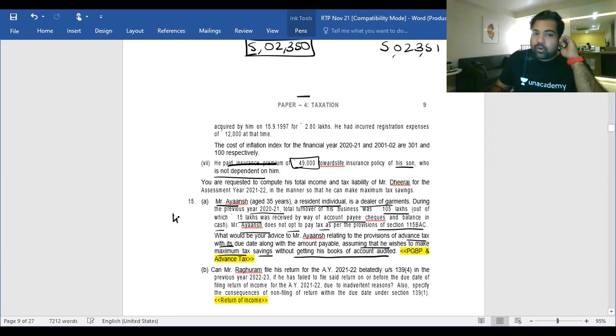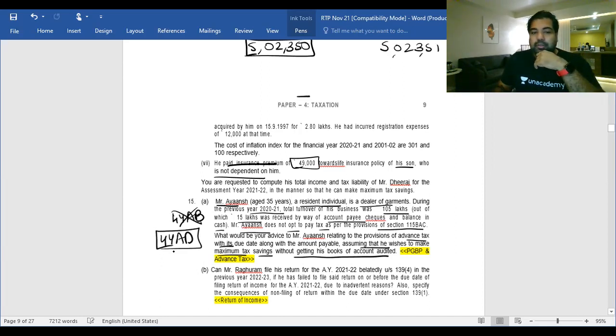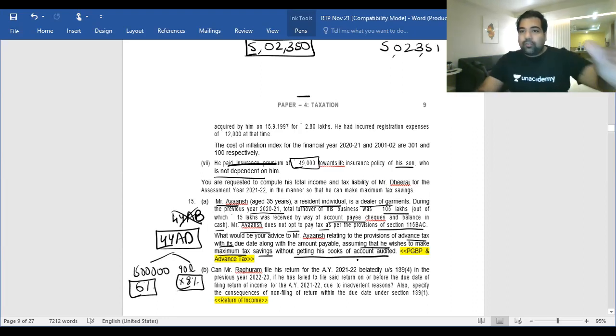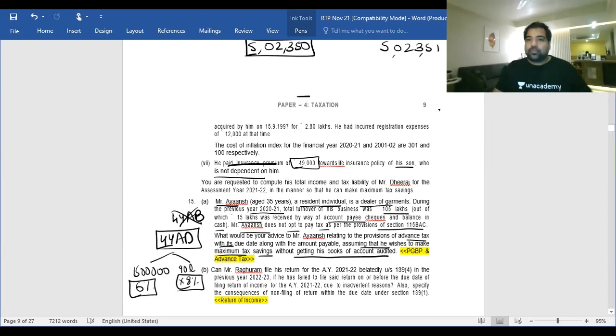If you don't want audit, then you need to follow 44AD, presumptive taxation. In that, out of this 1.05 crore, on 15 lakhs, you can take 6% because that's come through an account payee cheque. And on the remaining 90 lakhs, you can multiply it with 8% and this becomes your profit, which is subject to tax. And if you're into presumptive taxation, then only one advance tax deadline is applicable for you, which is 15th March.